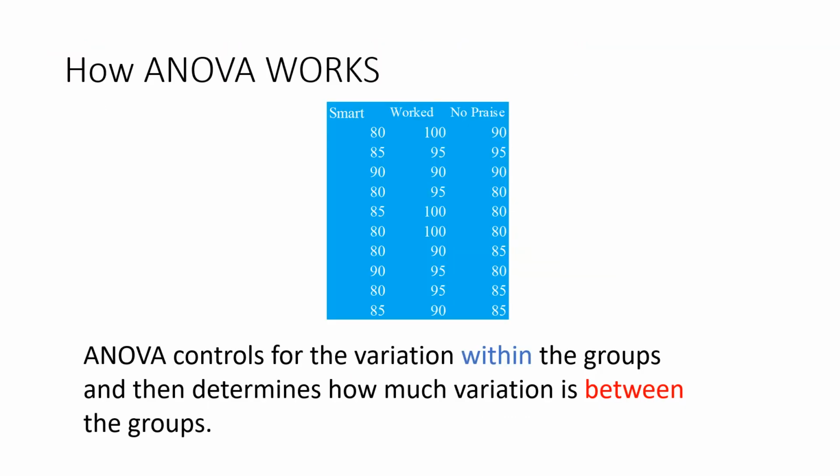Here's how ANOVA works. It's going to control for the variation within the groups. So you see within the SMART group, not all the grades are the same, nor in the worked hard or the no praise groups. So it controls that variation. Then it says, is there a real difference in the mean amount of variation between the SMART group and worked hard, SMART and no praise, and worked hard and no praise? Hence, it's a pairwise comparison of more than 2 means.